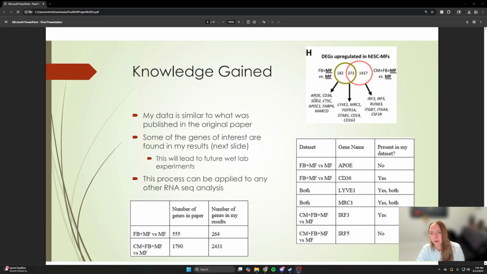So I thought, why don't I take a few of these? I just took the first two from each group and see if I can see them in my data set, so I know, all right, I must have done something right if we have some of the same upregulated genes. And so I picked 6 of them, and 4 of them did appear in my data sets, 2 of them did not. So I know there's some issues with my data set still, but I feel like I was on the right track at least to know that I had some of the same upregulated genes as the original paper.